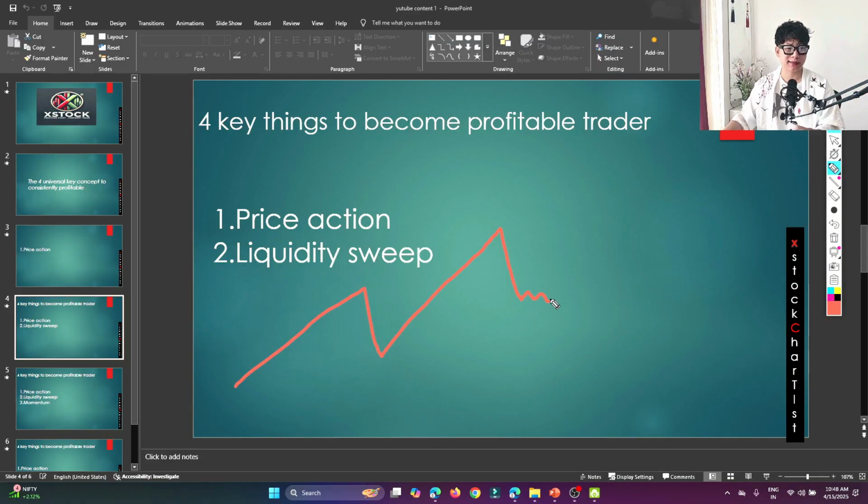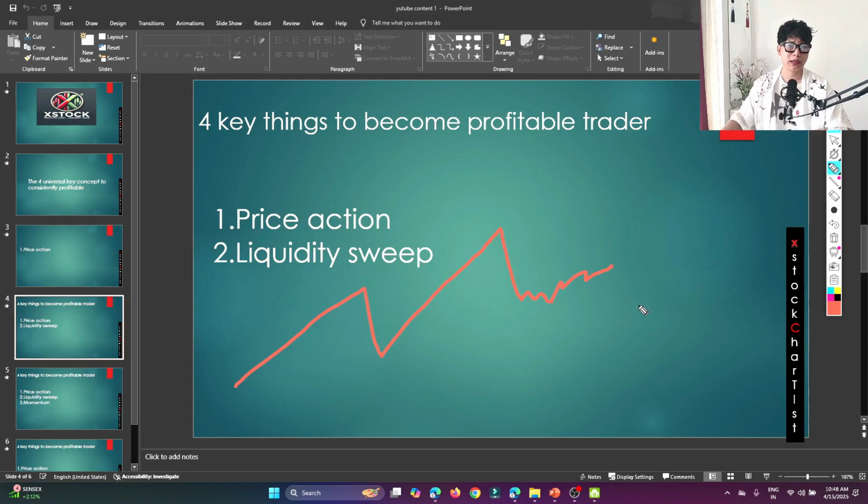The next concept is liquidity sweep. What is liquidity? Liquidity simply means money. Liquidity acts as fuel for the price to move. Without liquidity, without money, price will not move. Understand that. And liquidity acts as a magnet for the price. Remember that as well.